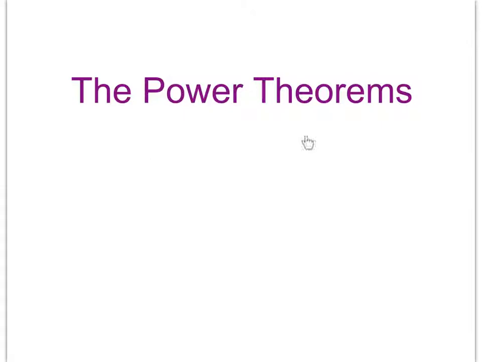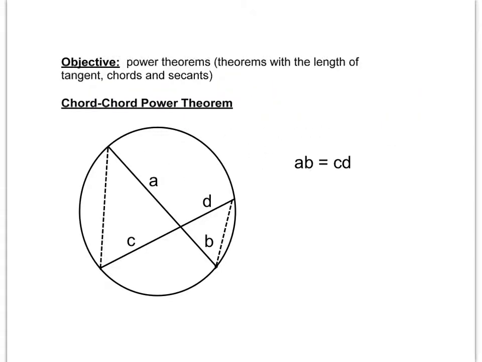The power theorems. Okay, the first power theorem is the chord power theorem. We proved this in class, and we'll talk about it some more. It says that in a circle, if I have two chords that intersect each other, the products of the opposite sides of the chords, where they intersect, are equal to each other. So A times B is equal to C times D.